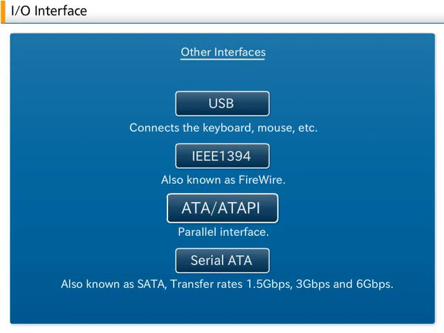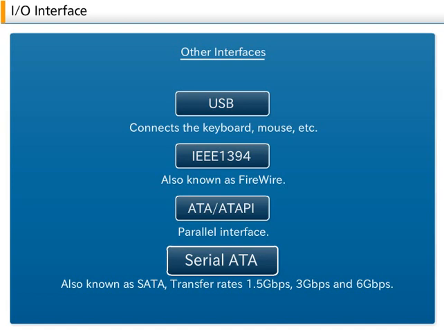Seven, ATA, AT Attachment. ATA is a parallel interface standard which enables connection of CD-ROM drives and DVD drives as well as internal hard disks. Currently it has reached the limit of speed enhancements.